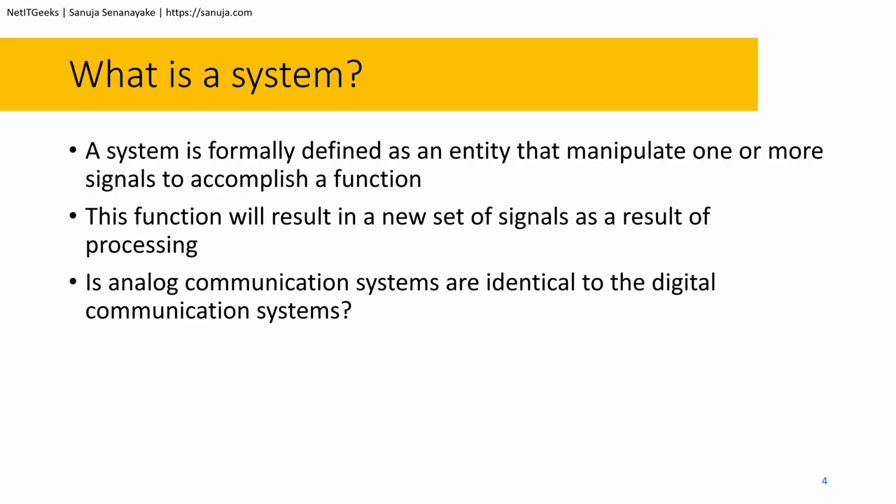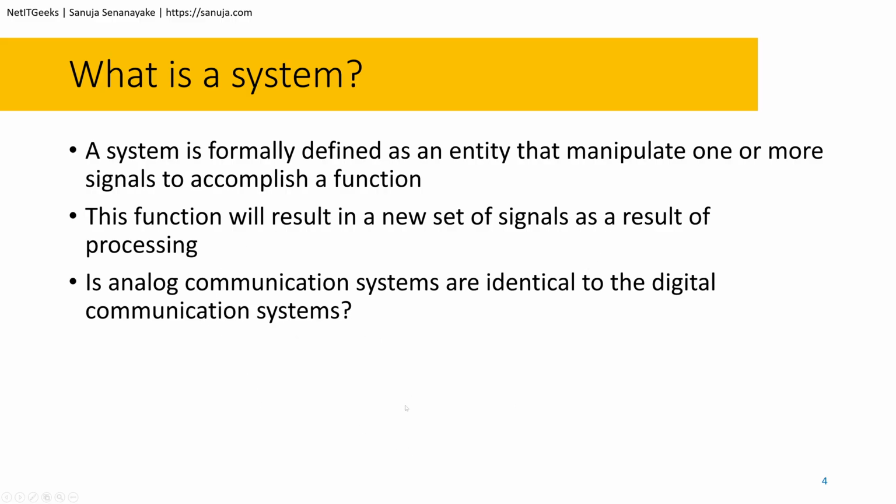In our communication systems, as well as our digital and analog systems, we use devices such as computers, servers, switches, and routers that use these signals and do something with them before sending them out. So if somebody asks you what a system is, it is defined as an entity that manipulates one or more signals to accomplish a function. And when this function is accomplished, the input signal is going to be different from the output signal, because the system will be processing the input signal to produce that output signal.